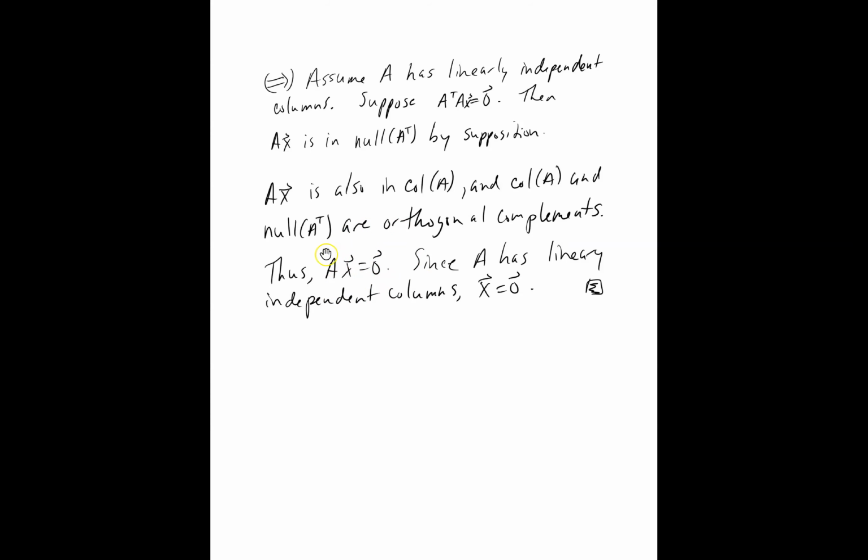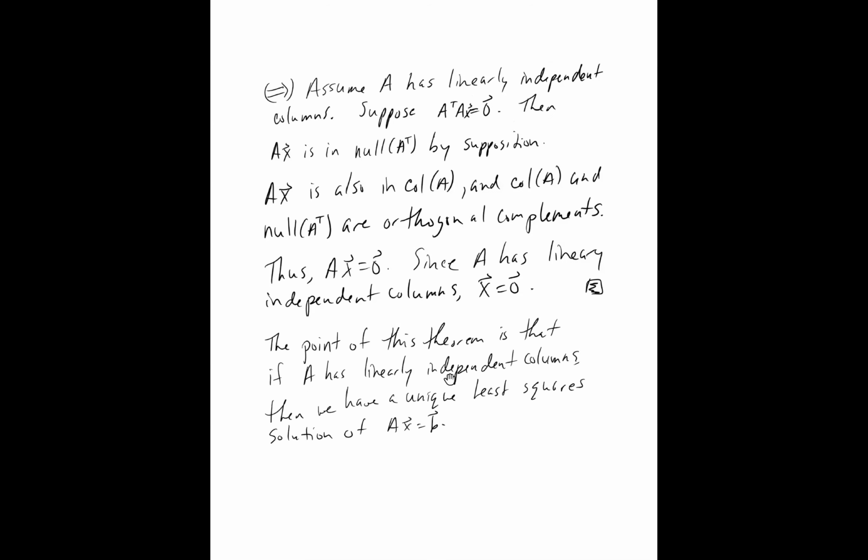This is the only possibility for the solution. We're assuming that A has linearly independent column vectors. Therefore, X had to be 0. If X has to be 0 up here, then this original equation only has the trivial solution, which means the matrix A transpose A is invertible. Anyway, that was the whole point that we wanted to get to: as long as we have linearly independent columns of A, we're going to be guaranteed a unique least squares solution. As long as we have linearly independent columns, we'll get a unique solution.